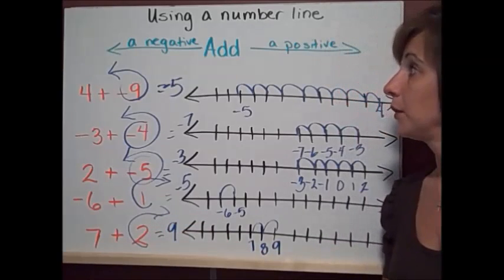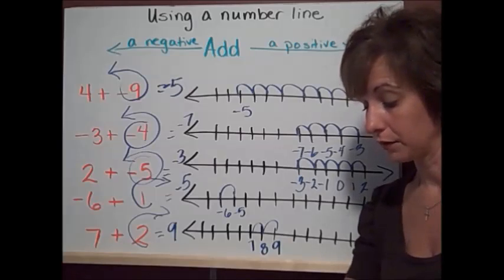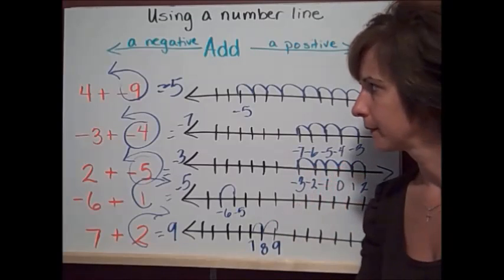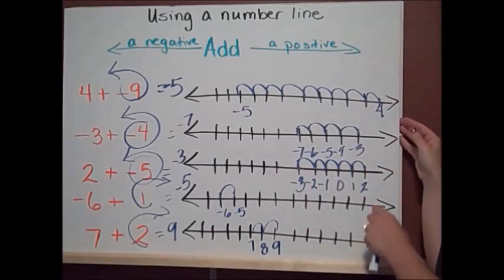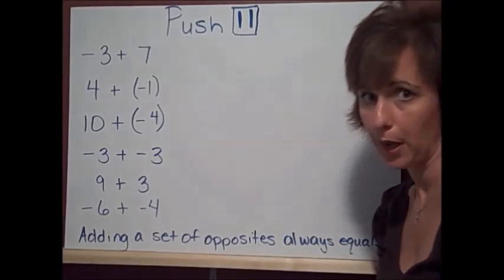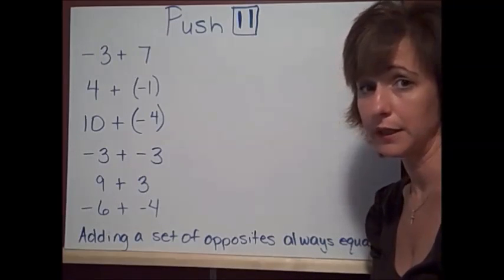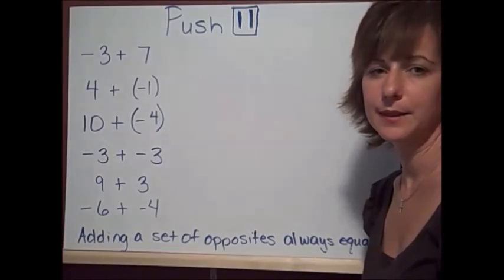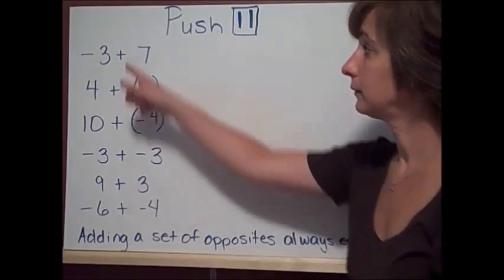So, we've learned to use our manipulatives. We've learned to use a number line. Push pause and use either method. All right, let's talk about what you should have done.